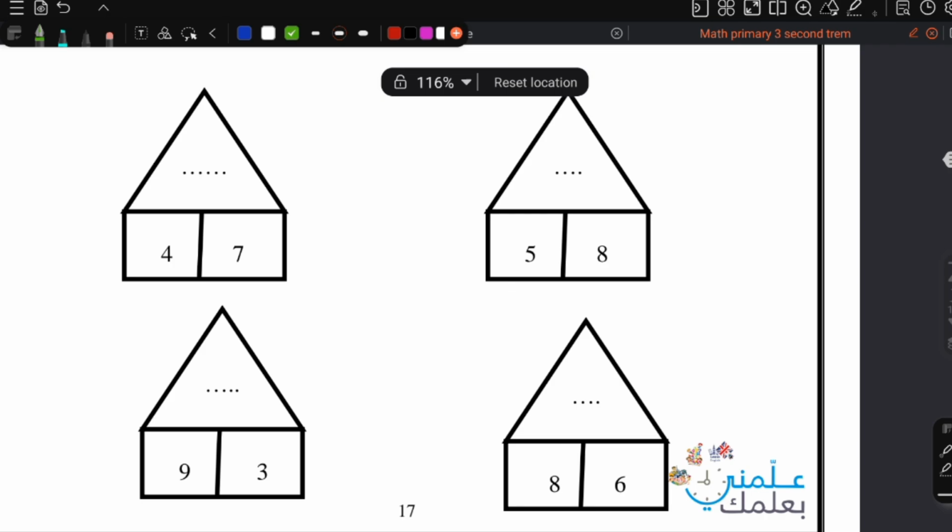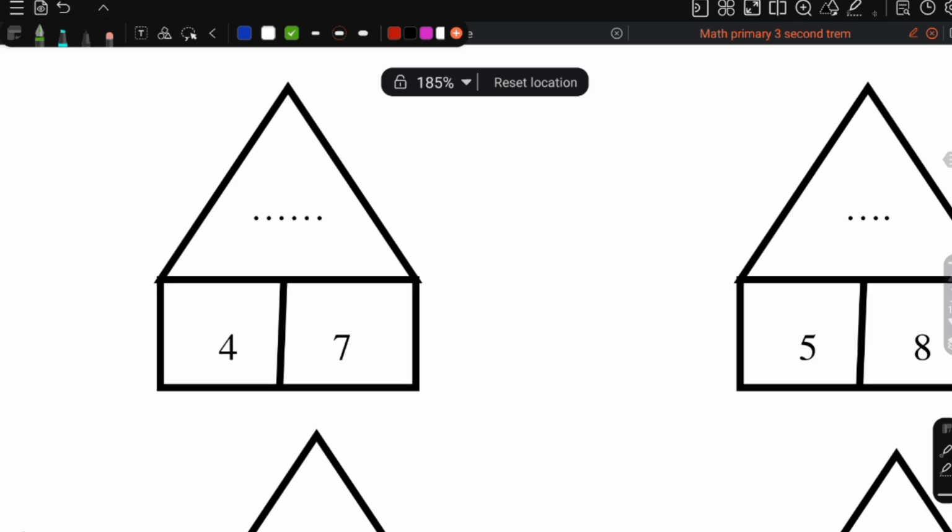So test yourself by solving these problems, but I will solve one problem to make it clear. I have a missing product here, and we can get the product by multiplying these two small factors. 4 times 7, 28.